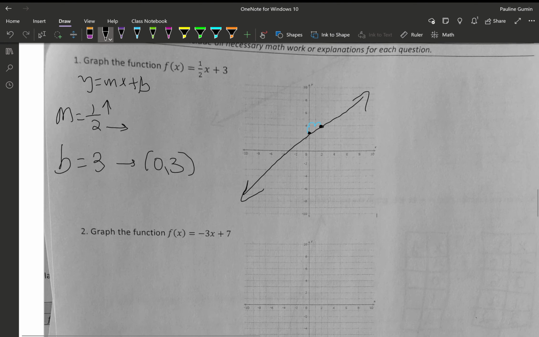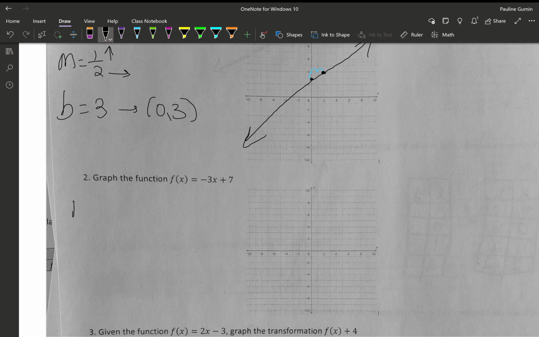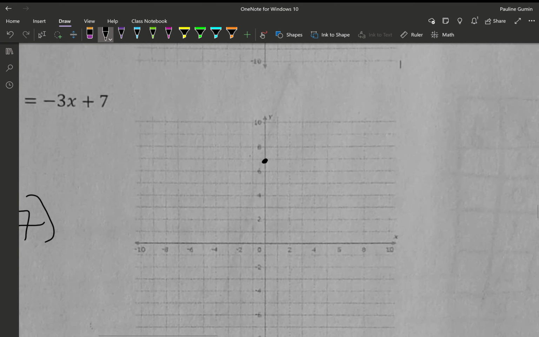All right, number 2. Same idea. We have a slope of -3, so that's -3/1. And our y-intercept is 7, so that's 0, 7. Which means I start right here at 0, 7. My slope is -3/1. I'm going to zoom in to make it more accurate.